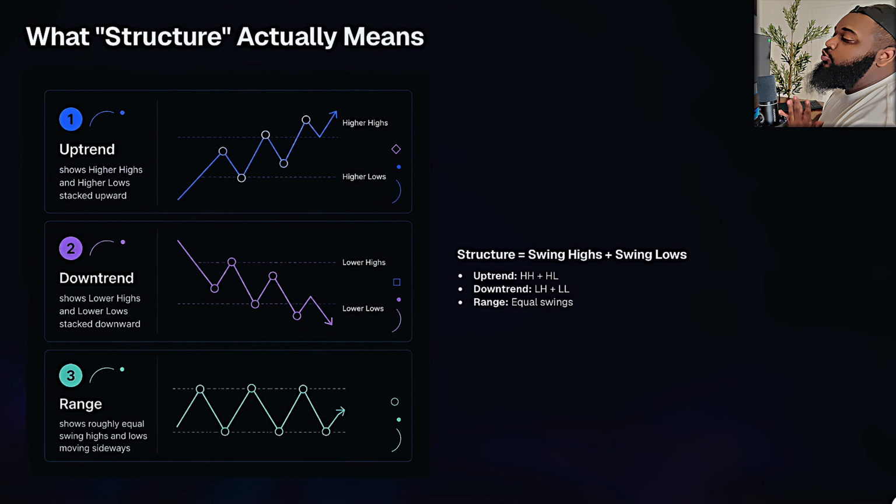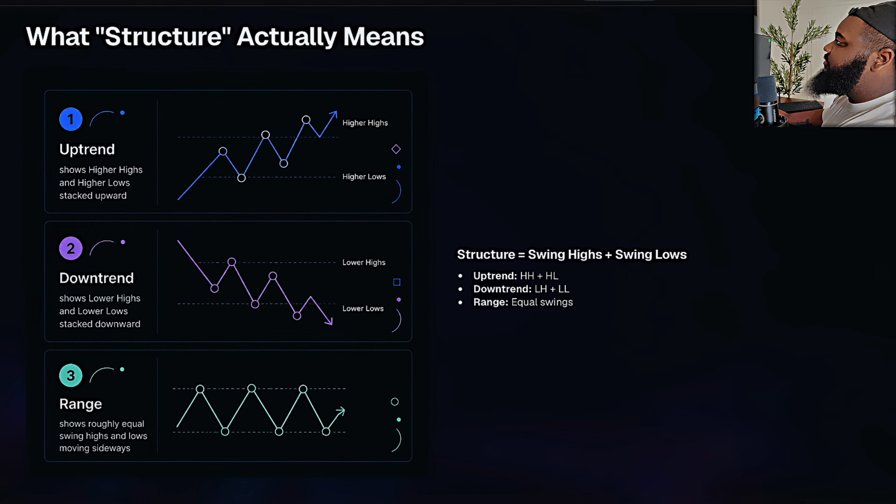So when you guys are looking at structure, there's an uptrend, there's a downtrend, and then there's a range. You never want to trade in the range. You only want to trade when it's an uptrend or a downtrend. Most of the times when I lose in the market, it's because I'm trading in a range. You never want to do that, okay? So you have your uptrend right here, which shows the higher highs and then the higher lows. And then you have your downtrend right here, which shows the lower highs and the lower lows.